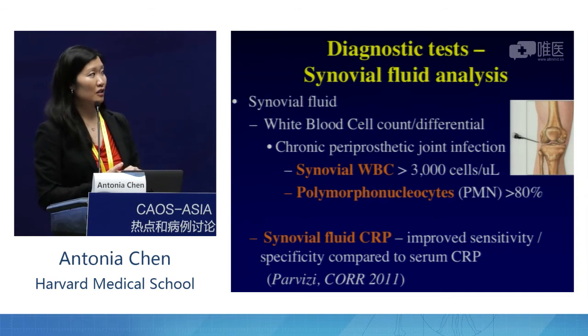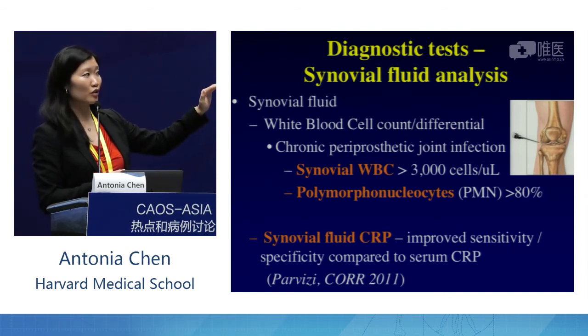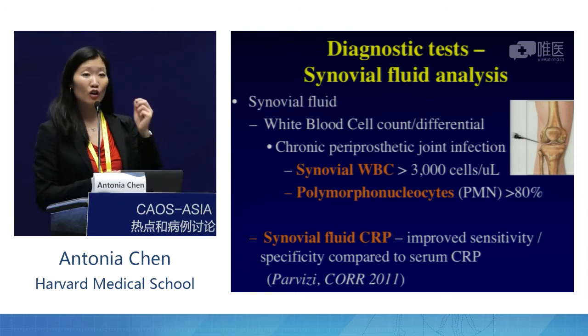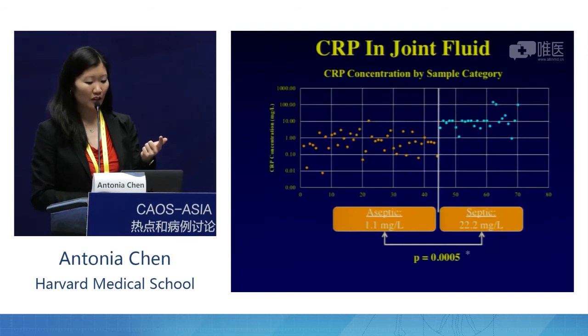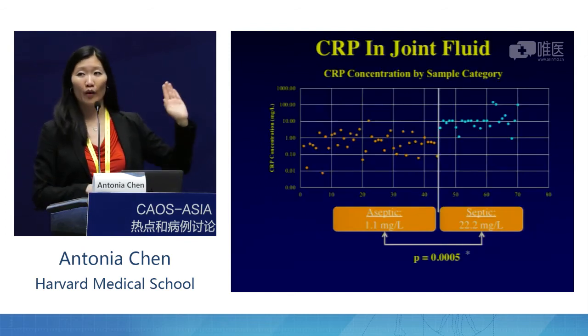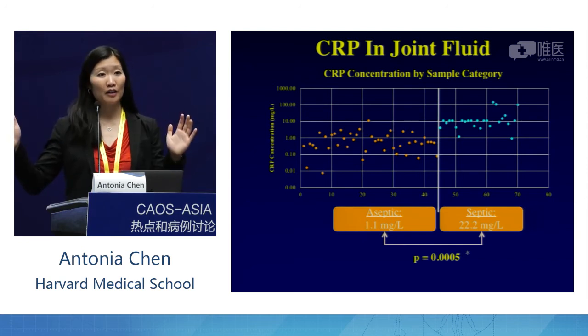And so that's the test they did too, is we obviously know that synovial fluid white cell and polymorphonuclear cells are high. But if you look at synovial fluid CRP, it has increased sensitivity and specificity. If you compare patients who are not infected to patients who are infected, there's a pretty big difference.